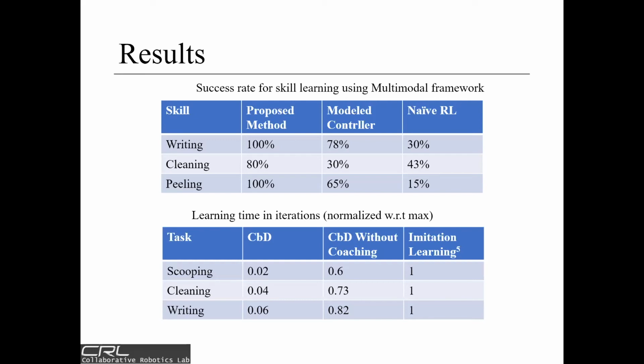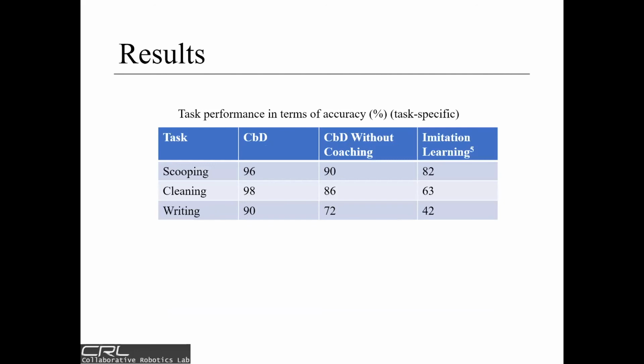And also we compared it to state-of-the-art deep learning methods for just imitation learning. As we see, the coaching by demonstration framework achieves the performance in a fraction of time compared to the best methods, or converges in a fraction of time. Again, similar to this, our main focus was on the task performance itself in terms of accuracy.